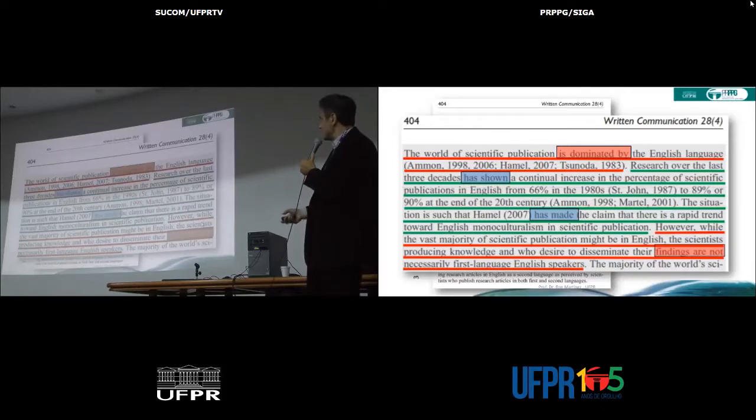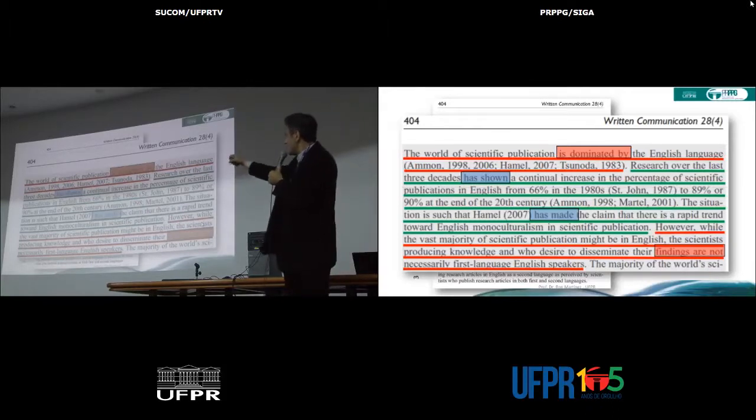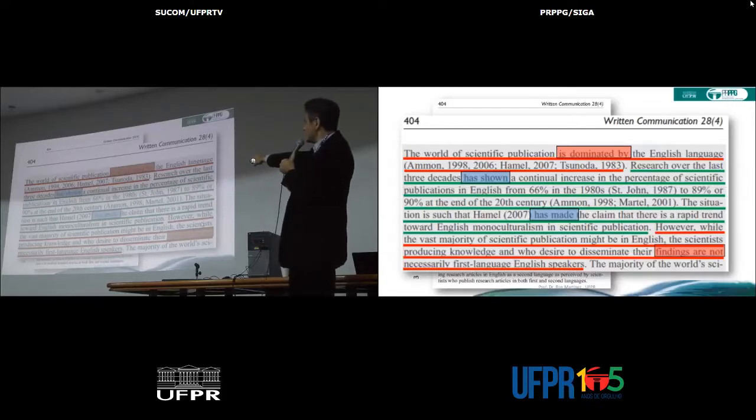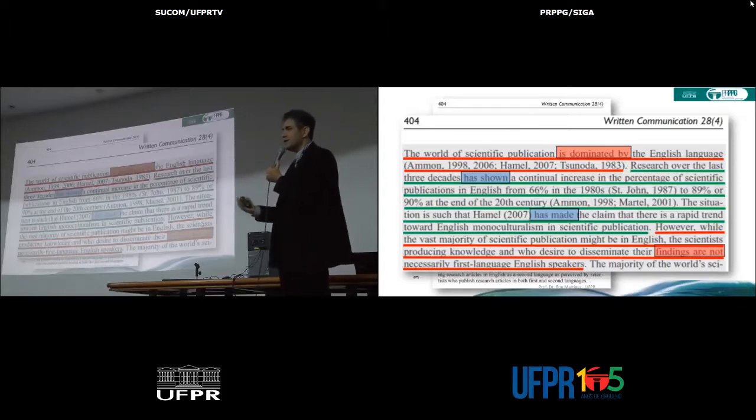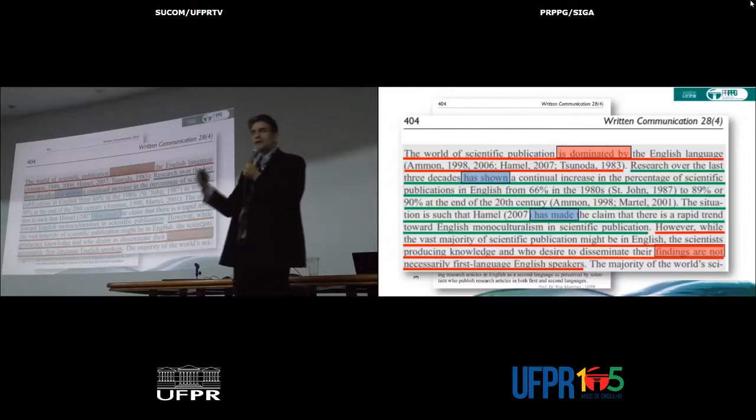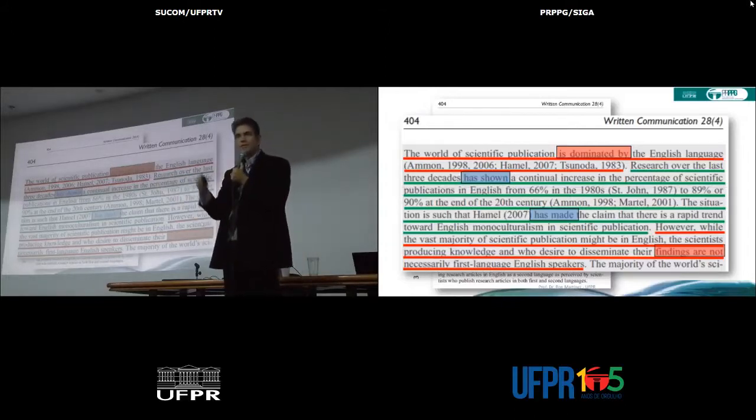But then you notice that when they're covering what other people have done, what other research has been published in this area, what tense are they using? What aspect? They're using the present perfect. Research over the last 3 decades has shown, has made a claim. They're showing what has happened, the territory. So when people establish territory, they often use present perfect.